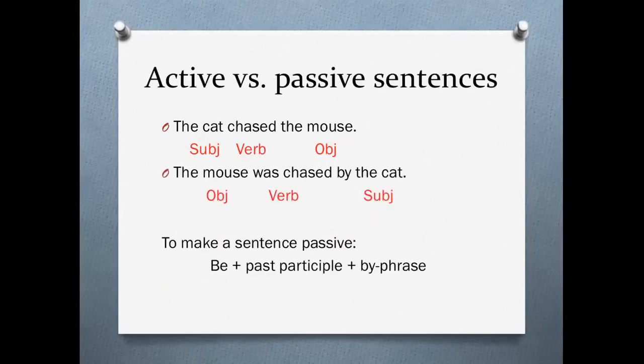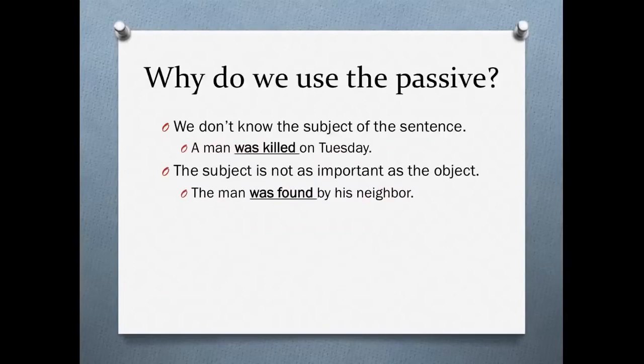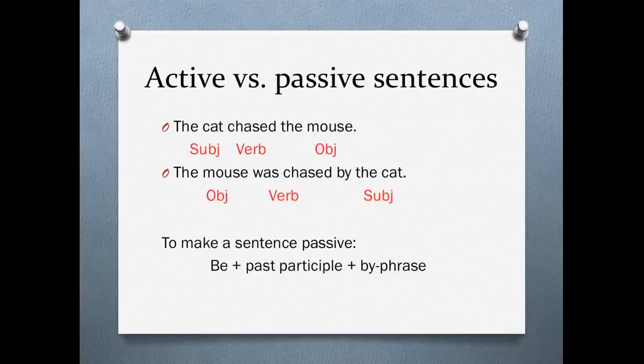Now let's talk about active versus passive sentences. First, active sentences are like the sentences I showed you before. All of these sentences are active sentences. Subject does the verb to the object. So we have the cat chased the mouse. A passive sentence would be like this. The mouse was chased by the cat.